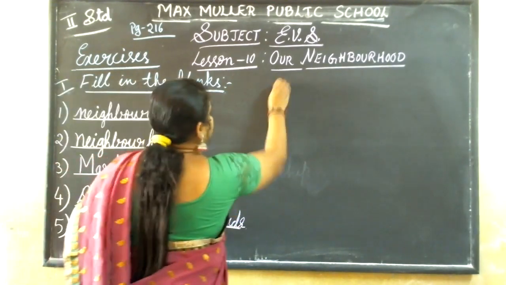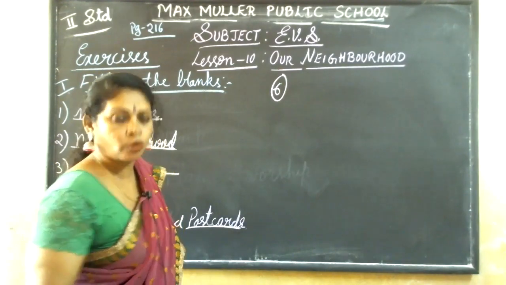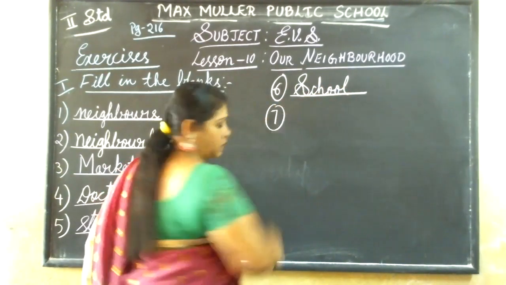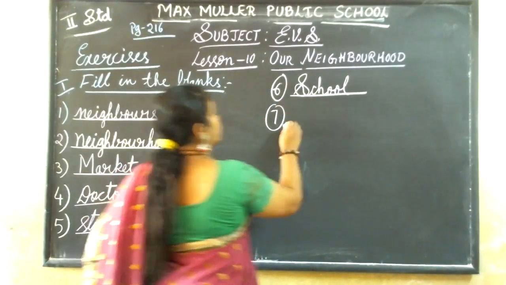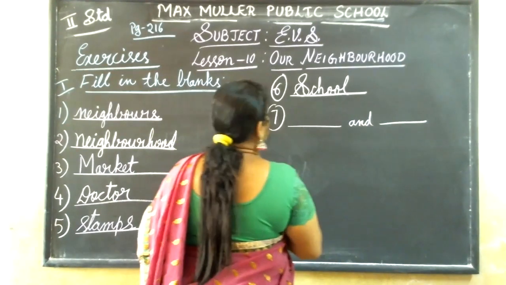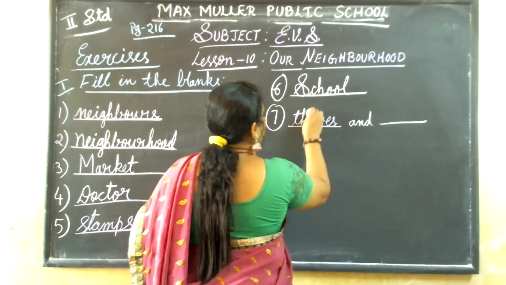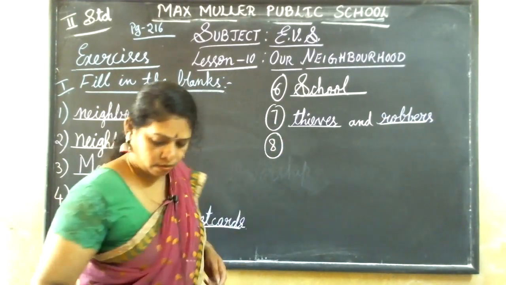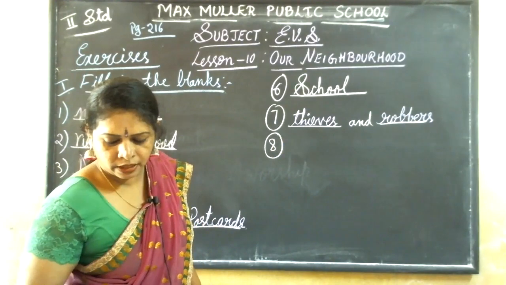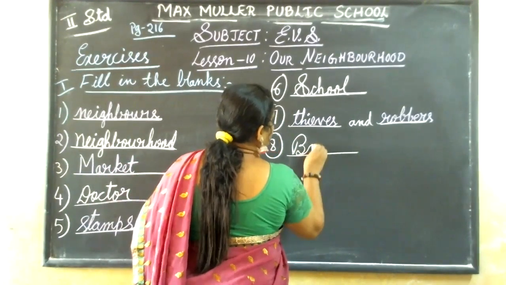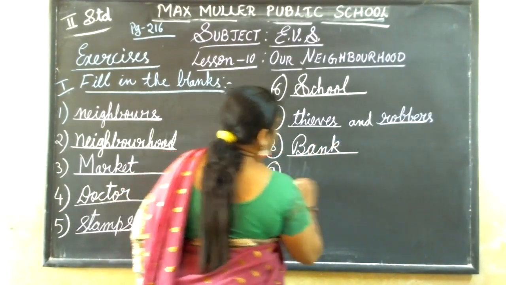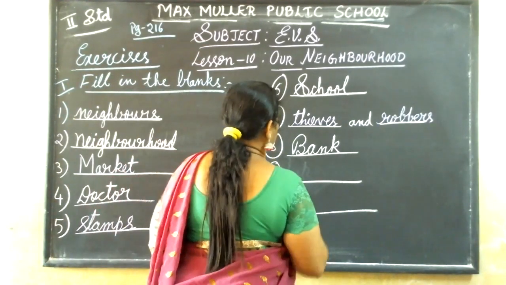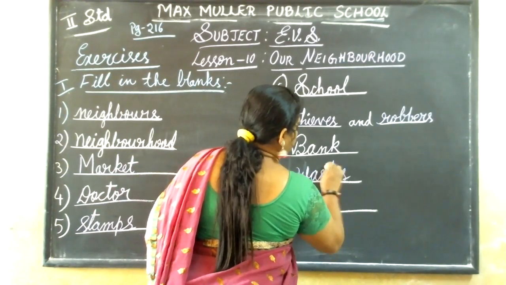Now, sixth one. Dash is a place where we go to study. Every day you come to school. School is the place where you go and study. The policeman catches dash and dash. Whom do the police people catch? They'll catch thieves and robbers. A dash is a place where we can keep our money safe. Where will you keep your money safely? Bank. Bank is the place. Ninth one. We should throw dash in the bins. What should you throw in the dustbin? Wastes. Waste things and all, you should throw in the dustbin.